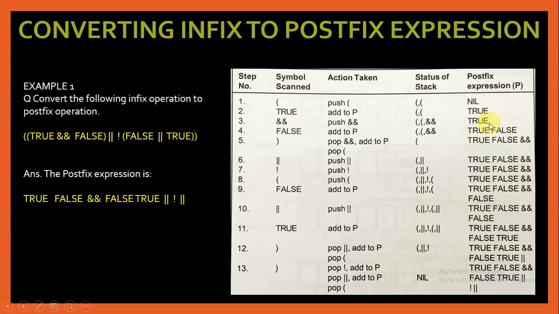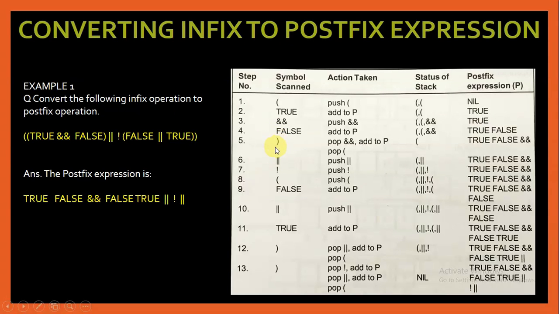It is true. Now the next scanned symbol is false. So we see that this is the false and again this is an operand. So we will simply add it to P. Stack will remain the same and now the expression is true. True was earlier there and now false will also be added to P. Now you can see the next scanned symbol is right parenthesis. See, this is the right parenthesis.